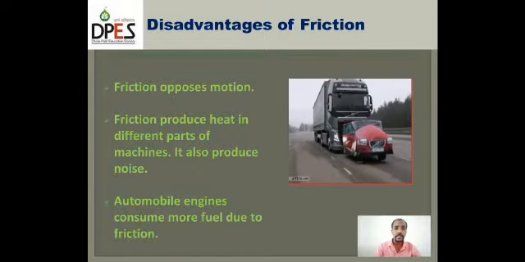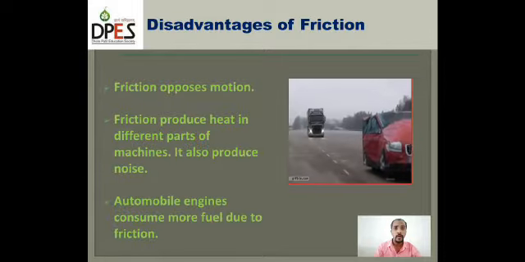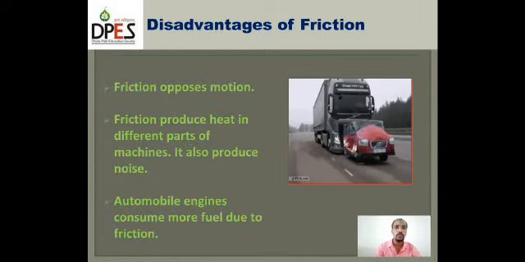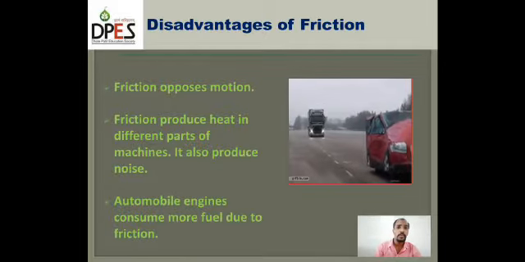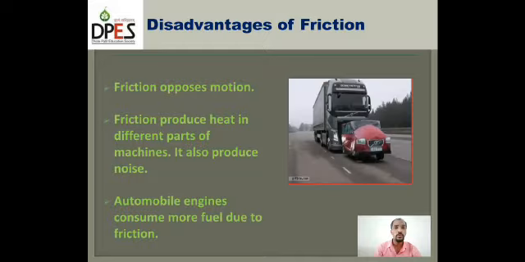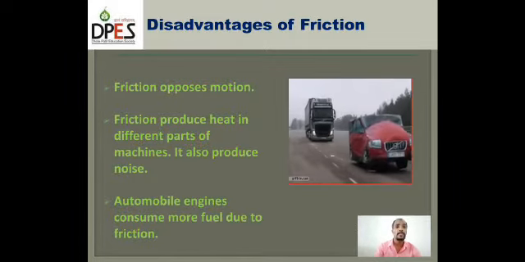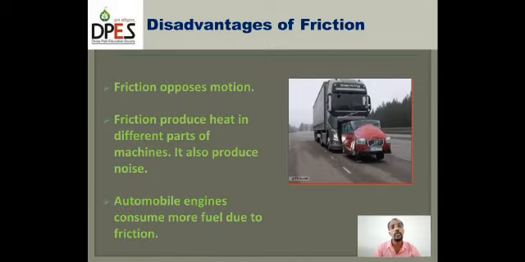Let's talk about the disadvantages of friction. Friction opposes the motion. Friction produces heat in different parts of the machine. It also produces noise. Remember one thing, an automobile engine consumes more fuel due to friction. If we consider the internal friction of the vehicle, because of that it consumes more fuel.